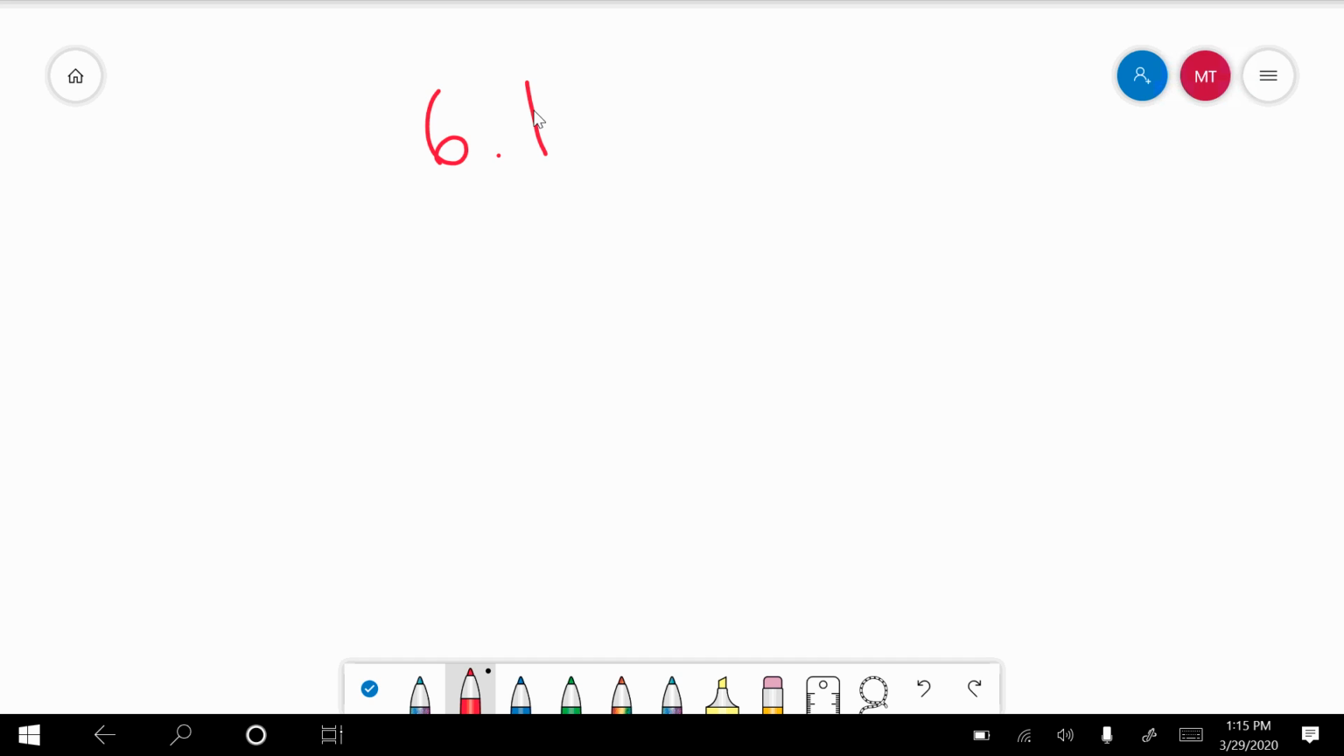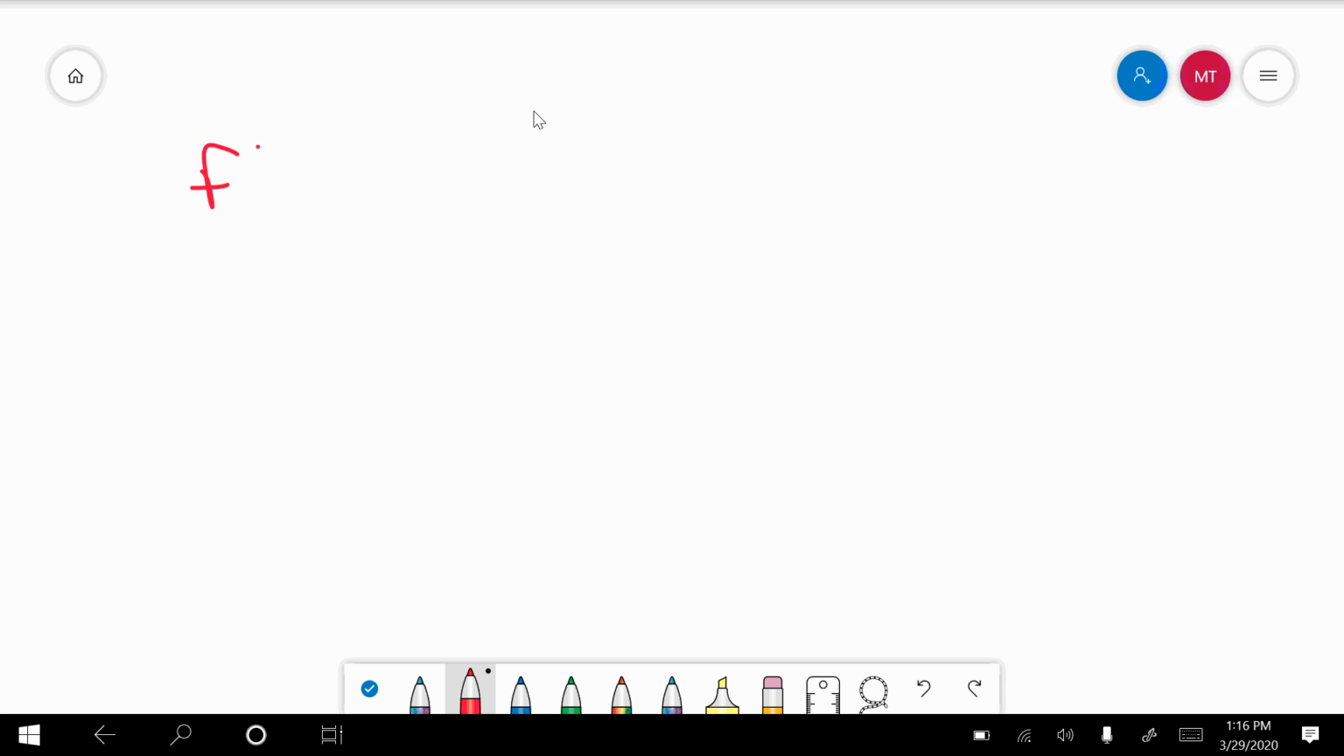So we're going to be doing 6.1. 6.1 is going to be talking about exponential functions, and we're going to talk about the key features. So again, we're starting on a new topic, but some of the stuff that we've done in the past is going to be similar. For the first one, we are going to talk about this function.